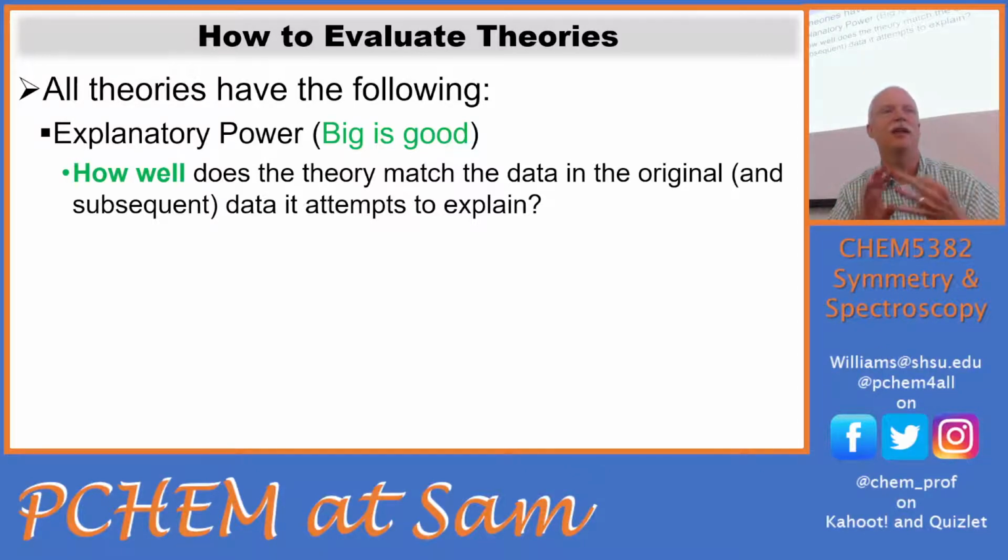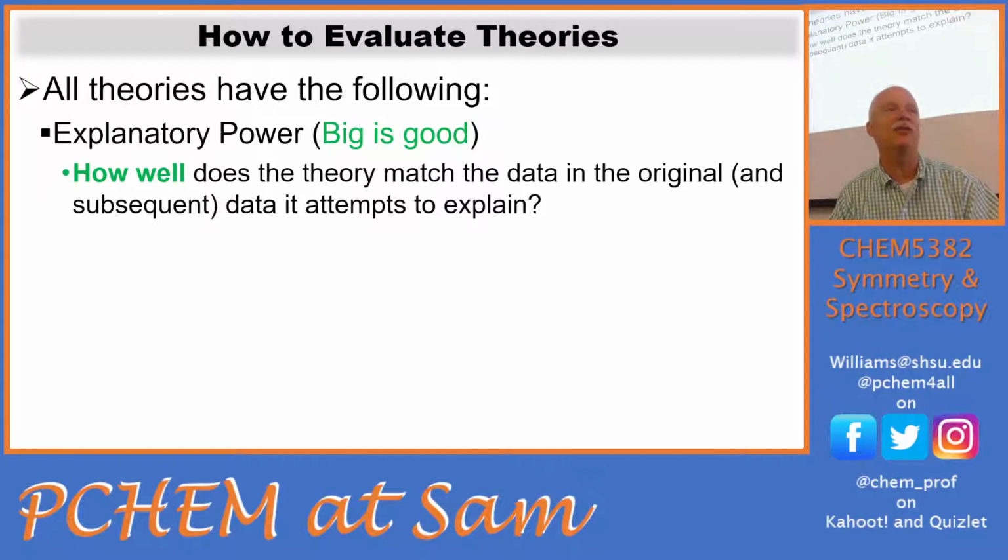And so these are three criteria that you use to evaluate theories. This doesn't have to be scientific theories. This could be a historical theory. Did Shakespeare write all of his plays, right? You could have theories related to anything. And these are the criteria on how you evaluate theories.